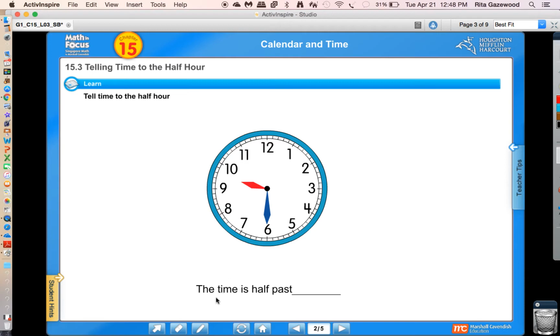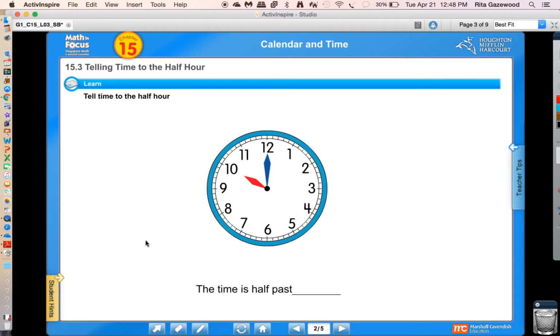So now we're at half past. What has it gone past? That's right, it's gone past 9. So it's 9:30 or half past 9. Okay, we were at 9:30, so let's count our fives. 30, 35, 40, 45, 50, 55, 60.